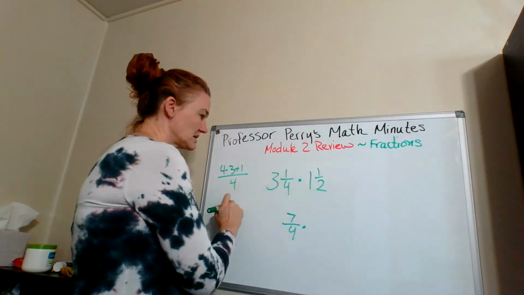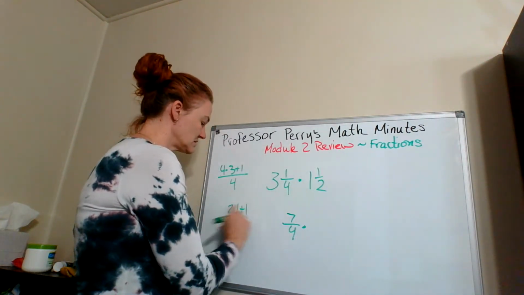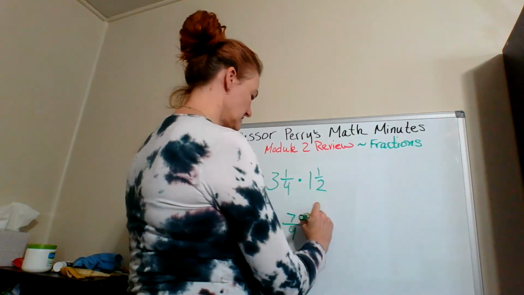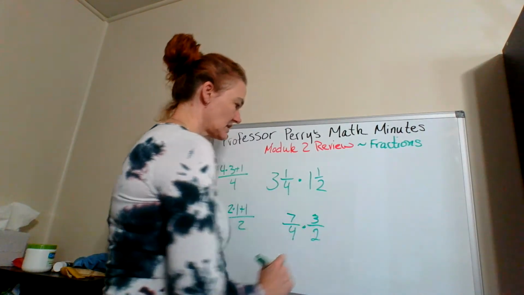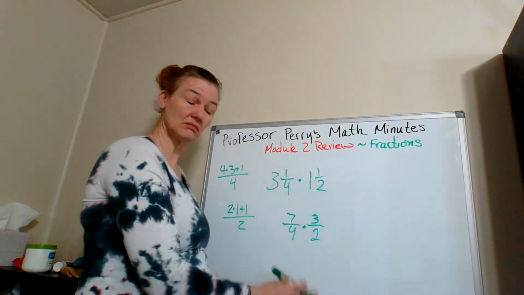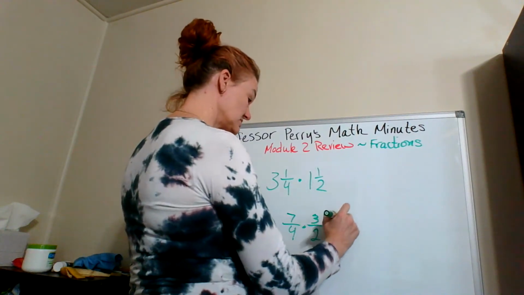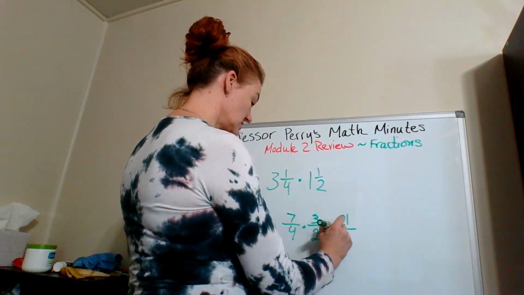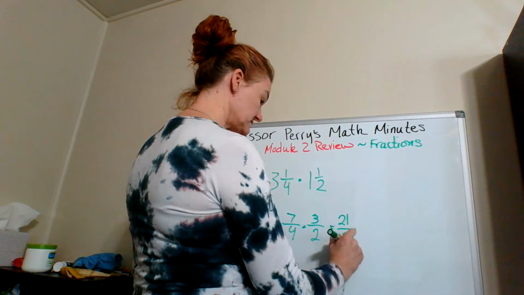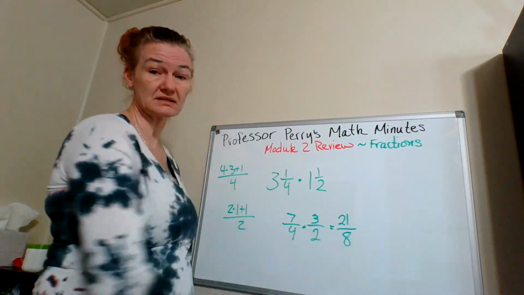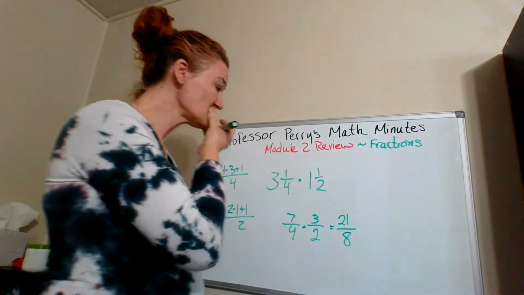Then I have my 2 times 1 plus 1, 3/2. Now you just multiply like they're plain fractions. So this is 21 over 8. That simplifies because I have a big number on the top.